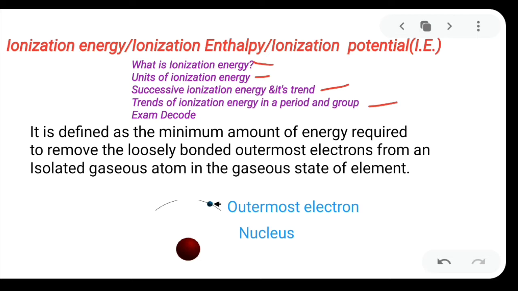Now let us define what is ionization energy. Ionization energy is defined as the minimum amount of energy required to remove the loosely bonded outermost electron from the isolated gaseous atom in the gaseous state of elements.